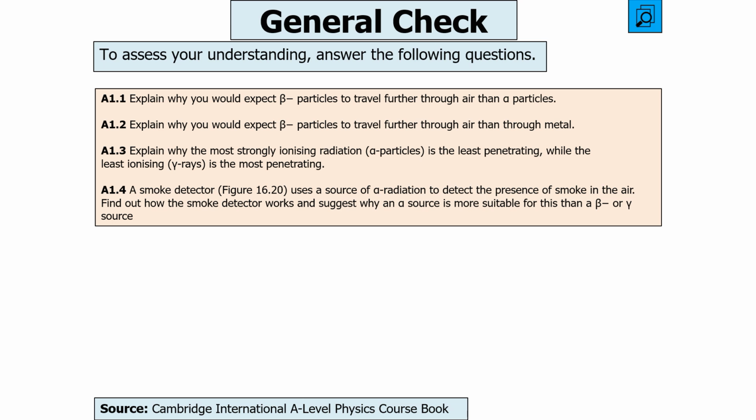The next question says, explain why you would expect beta minus particles to travel further through the air than alpha particles. Explain why you would expect beta minus particles to travel further through air than through metal. Then explain why the most strongly ionizing radiation, alpha particles, is the least penetrating, whilst the least ionizing, gamma rays, is the most penetrating. A smoke detector uses a source of alpha radiation to detect the presence of smoke in air. How does a smoke detector work? Suggest why an alpha source is more suitable for this than a beta minus or gamma source. So pause the video now, then unpause the video when you want to go through your answer.